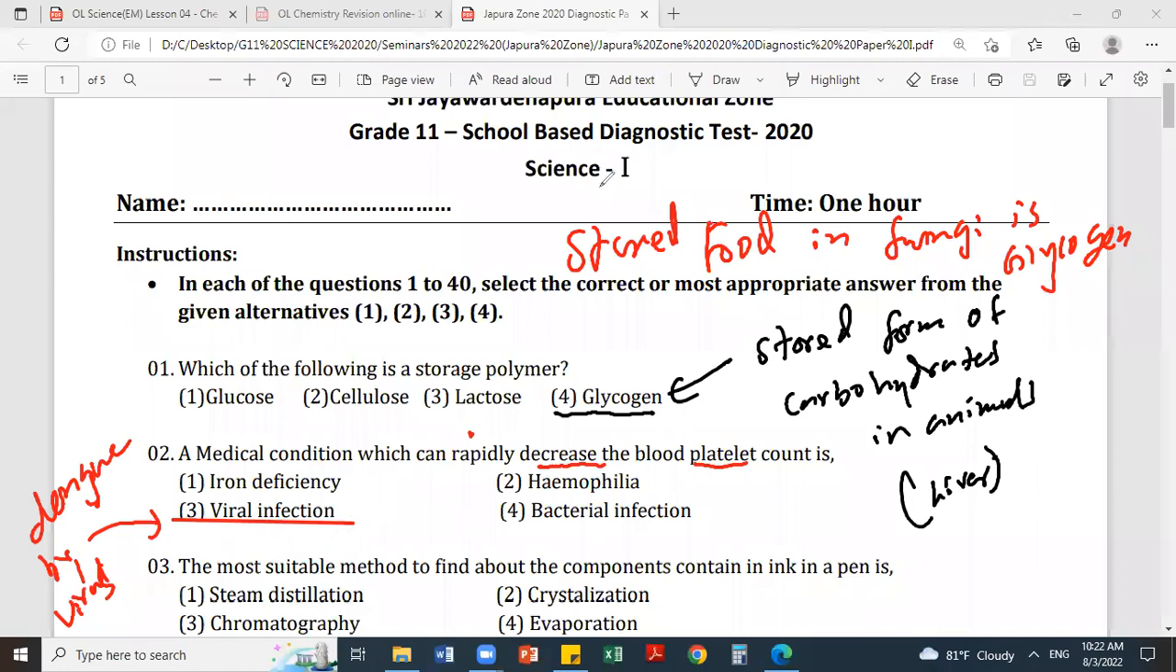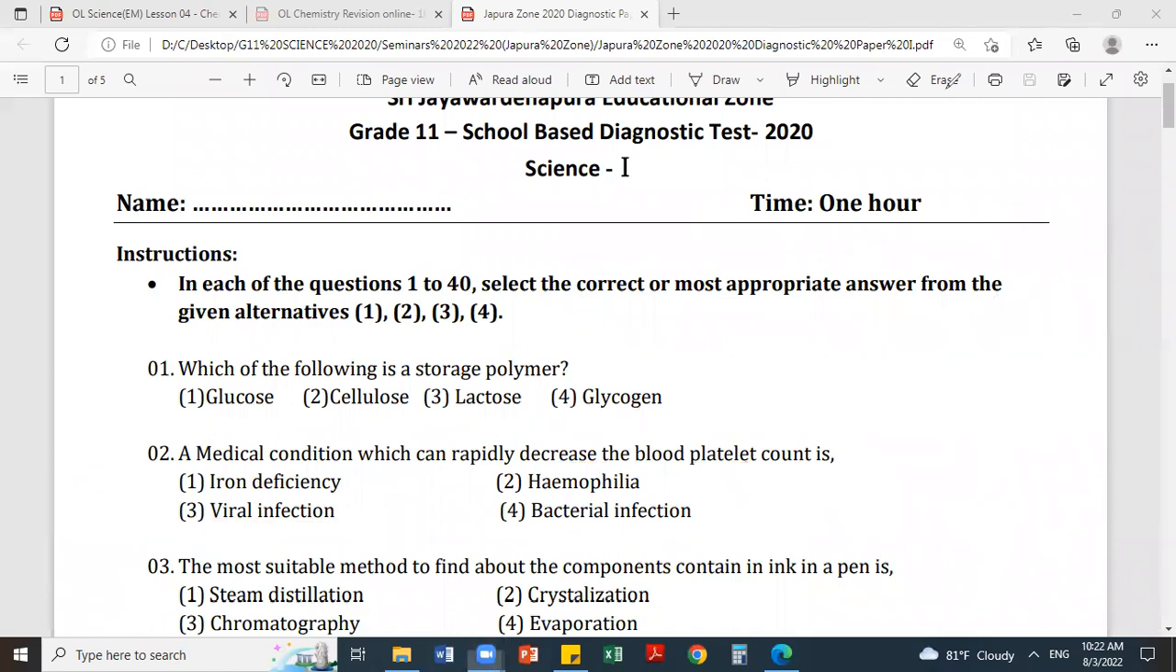In bacterial infection, the neutrophils and the others will change. Hemophilia is not clotting of blood. Iron deficiency can cause anemia. The most correct answer is 3. Very good. Yamindu, Vilana, Imasha, Ravin, very good. Chanul correct. Question number 3. Any volunteers? What is the answer for question number 3?